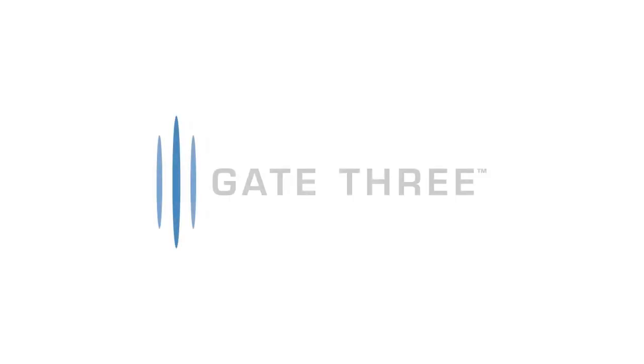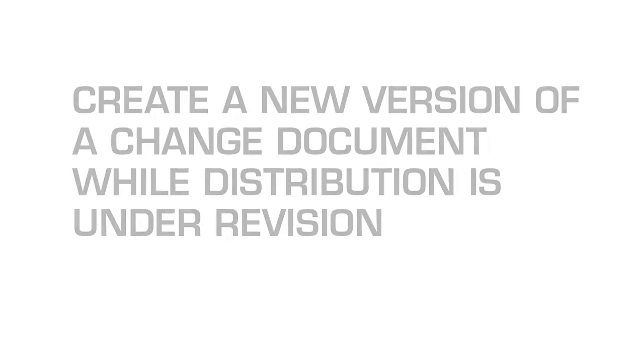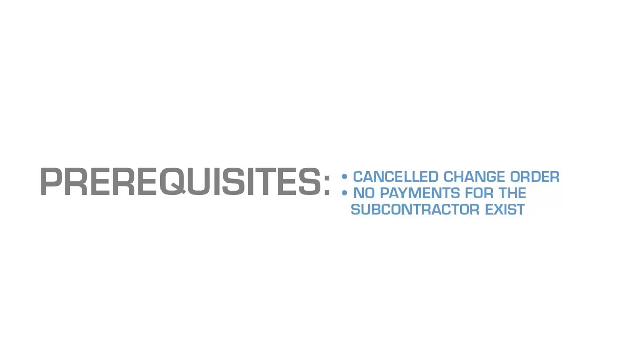This video will outline how to create a new version of a change while the change distribution is under revision in Gate 3. There may be times when you have to create a new version of the change document. A new version of the change document can be made throughout the change process, up until the change distribution is submitted, as long as the change distribution is reverted by the appropriate reviewer and the following conditions are true.